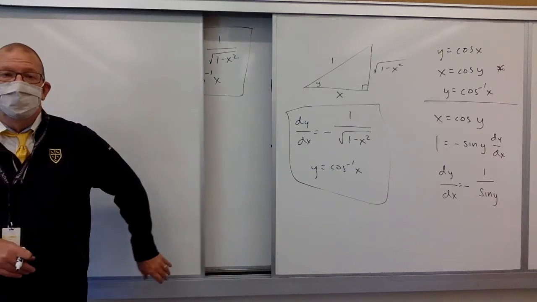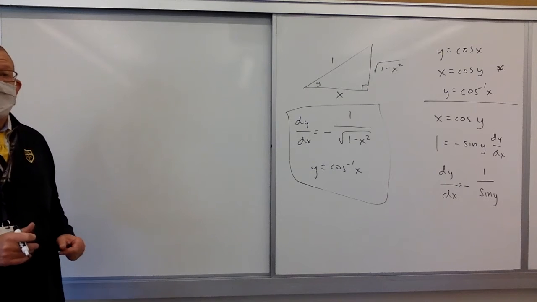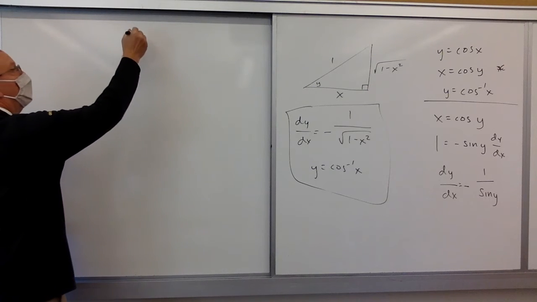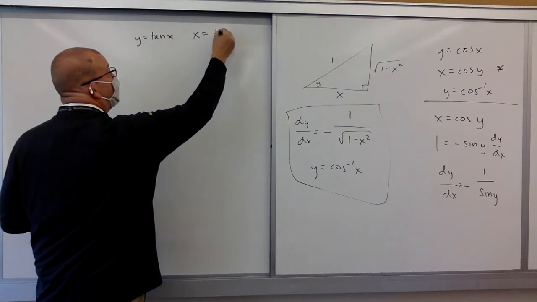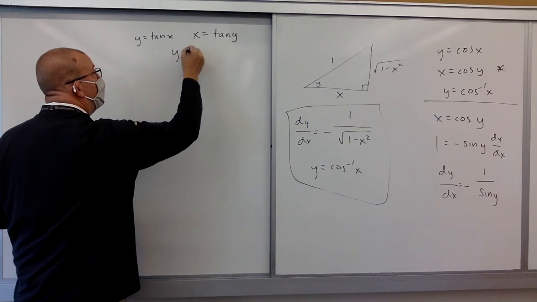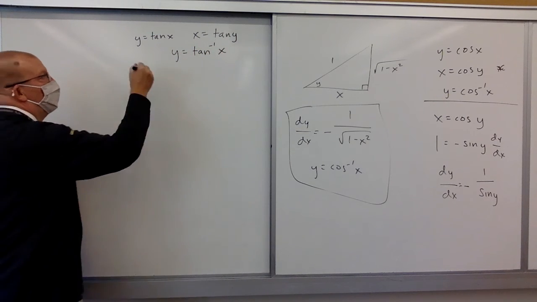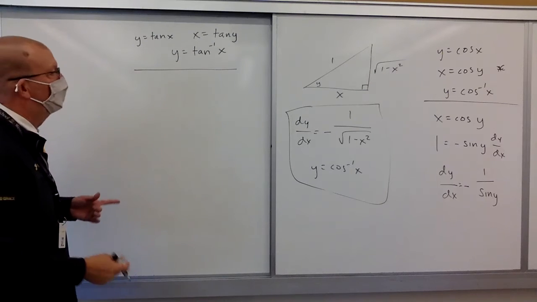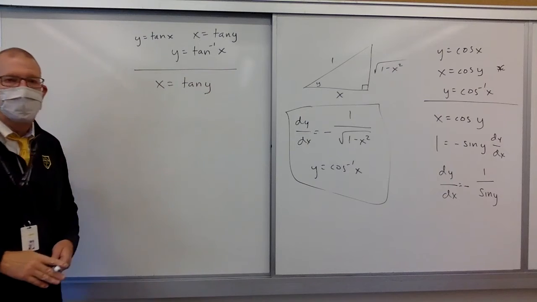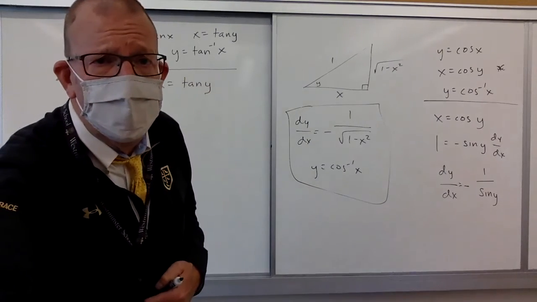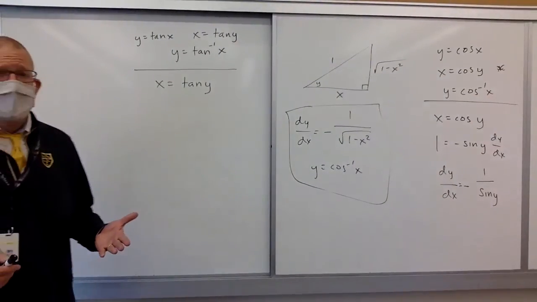Now, guess what you're going to do? You're going to pause the video, and you're going to do y equals tan x, x equals tan y, y equals the inverse tan of x. Find that derivative. So let's start with x equals tan y. We will now pause the video, and you will. Okay, so now we have x equals tan y.